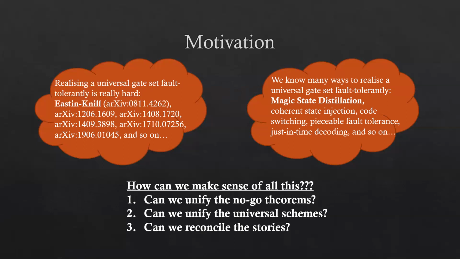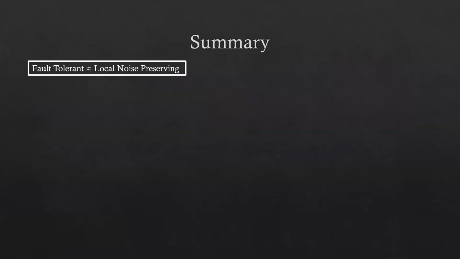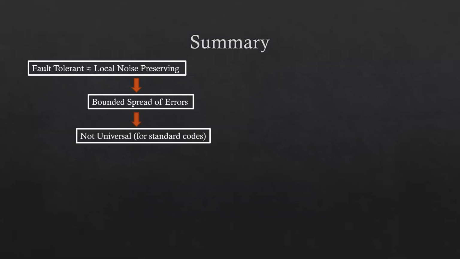To understand how our work addresses each of these questions, I'd like to give a big picture overview of what we showed and what I'm going to talk about today before I go into more details. In particular, we begin by considering what it means for a logical operator to be fault-tolerant, and in particular argue that a natural notion of fault-tolerant operations is local noise-preserving quantum channels. We show that such quantum channels necessarily are limited in the extent to which they can spread errors, and that this implies that they can't be universal for quantum computing on a range of standard stabiliser codes.